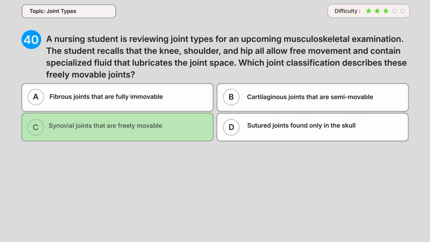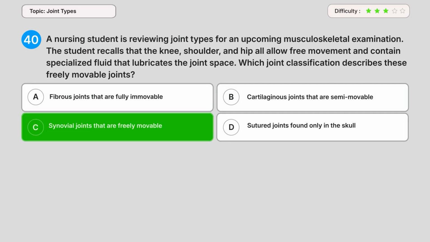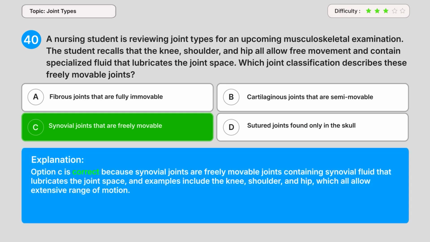Correct answer, C. Synovial joints that are freely movable. Explanation. Option C is correct because synovial joints are freely movable joints containing synovial fluid that lubricates the joint space, and examples include the knee, shoulder and hip, which all allow extensive range of motion.